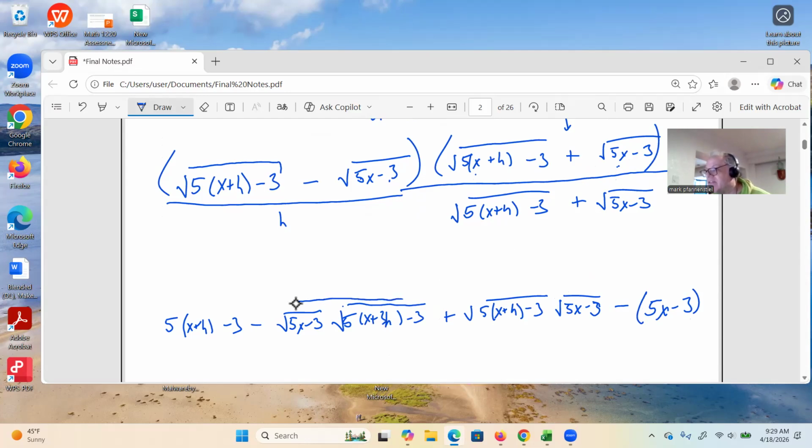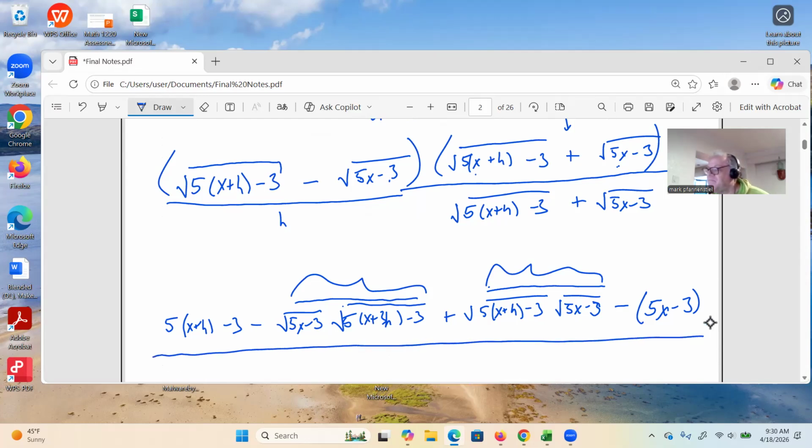Here, they were not the same things, so the square roots could not go away. You're stuck with these pieces. Again, this is all going to be under the denominator, and this is along for the ride.